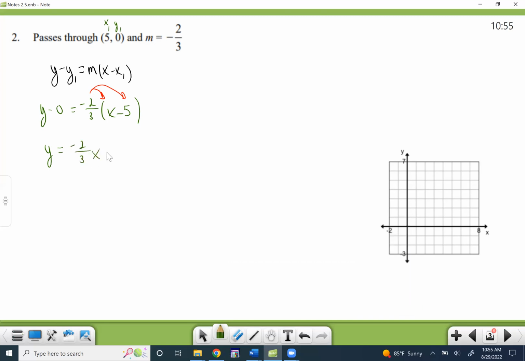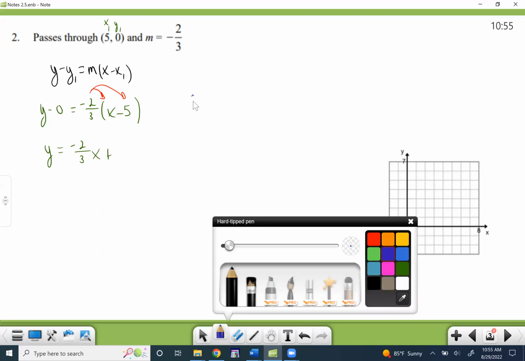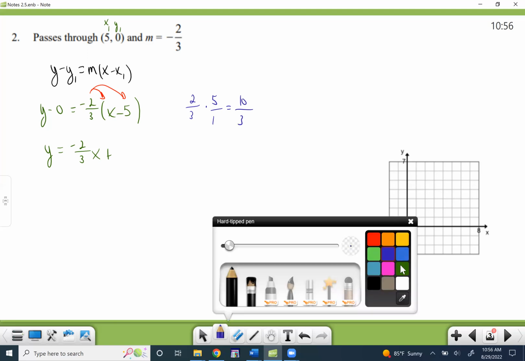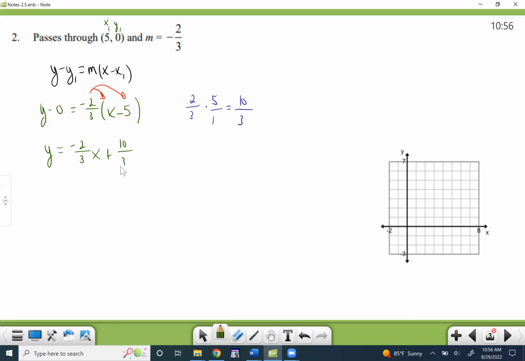A negative times a negative equals a positive. So we have to do 2/3 times 5/1. If we multiply straight across, it looks like it's going to be 10/3. All right, and it's already in slope-intercept form. Our answer here is already in good old y equals mx plus b.